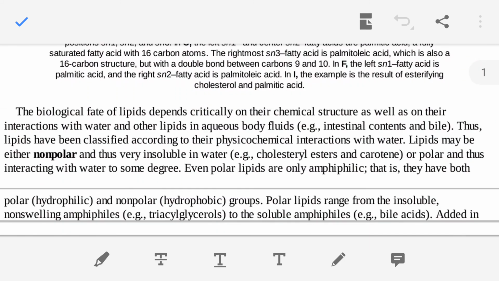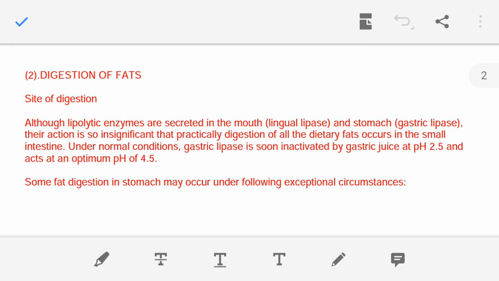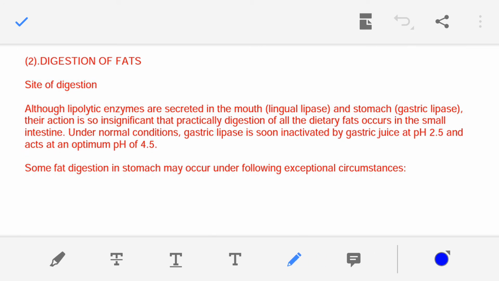Now moving on to the second point, digestion of fat, site of digestion, where exactly in our body the process of digestion of dietary fat is going on. Now in the mouth, secretion of lingual lipase takes place, and in the stomach, secretion of gastric lipase takes place.